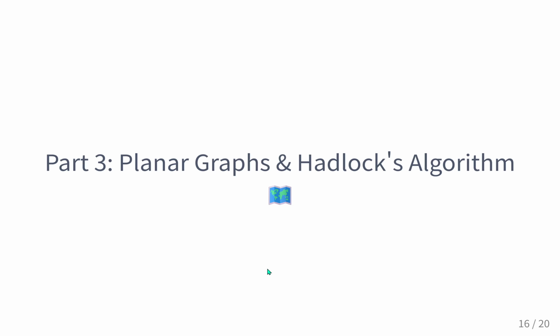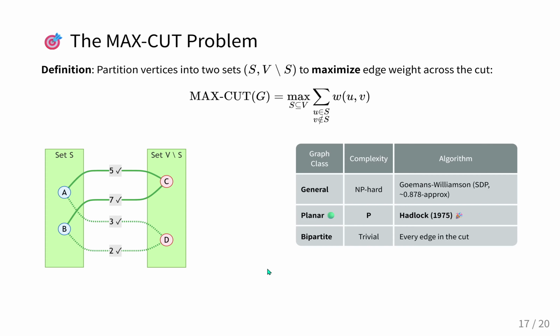In general graphs, MAX-CUT is firmly NP-hard. But then Hadlock comes along in 1975 with a massive structural insight. Yes. If we connect this to the bigger picture, Hadlock realized that if the graph is planar, the whole game changes. Planar meaning you can draw the network flat on a piece of paper without any lines crossing over each other. Right. If it's planar, the problem drops out of NP-hard and becomes polynomial. It's easy to solve exactly.